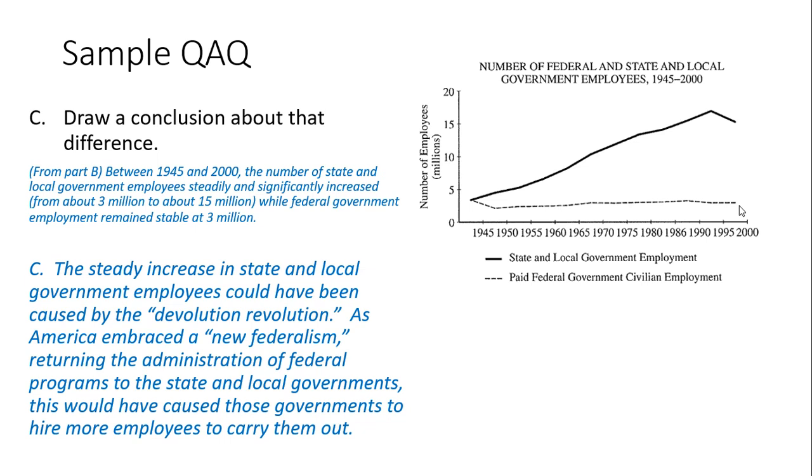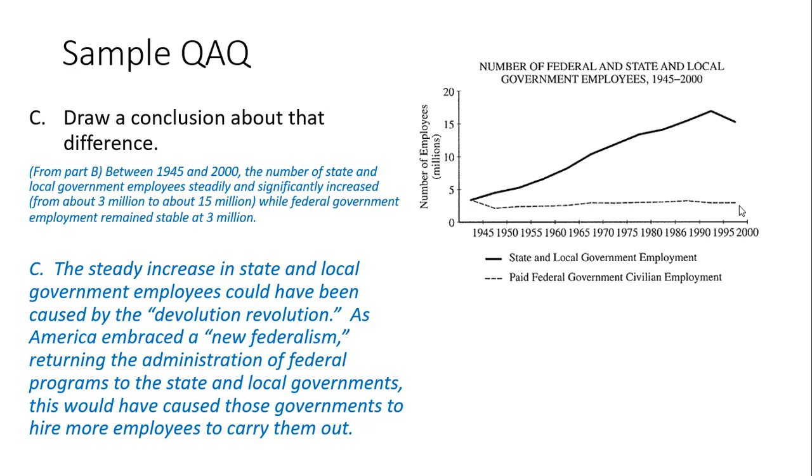The steady increase in state and local government employees could have been caused by the devolution revolution, as America embraced a new federalism, returning, and notice I'm defining what new federalism is. I'm defining what devolution revolution is. It's returning the administration of federal programs to state and local government. We're keeping these federal programs like Social Security, but we're going to put the implementation of them in the hands of the state and local governments. This would have caused those governments, state and local, to have to hire more employees to carry them out.